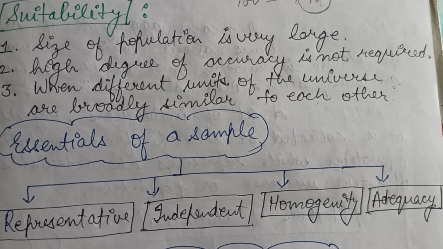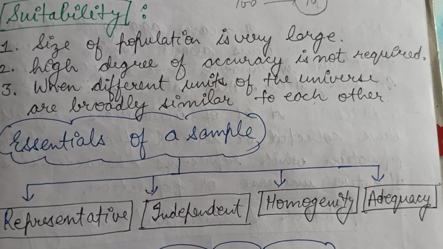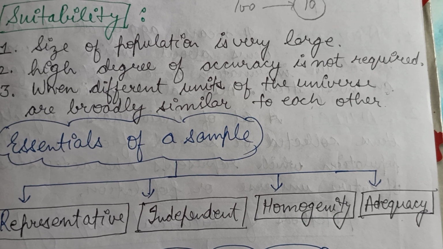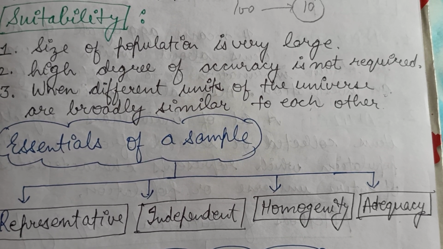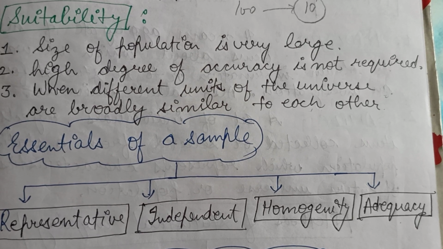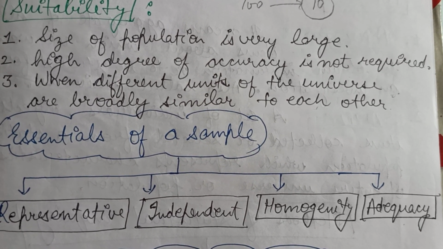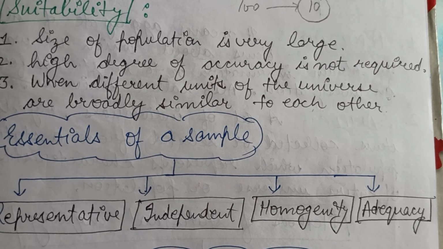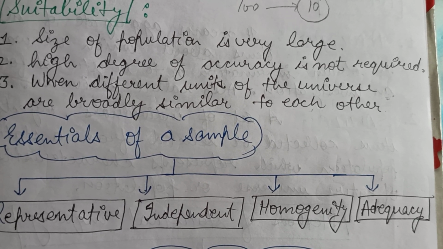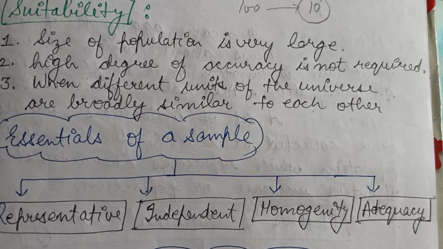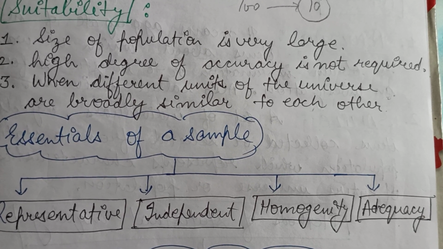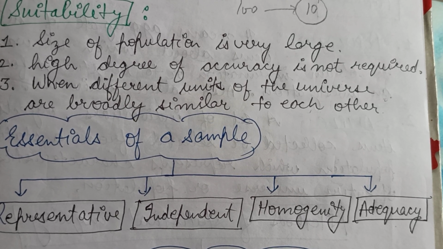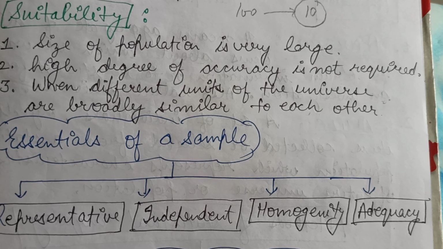Now these are some of the essentials of a sample, or the qualities of a good sample. To make out the right conclusions or the best conclusions from the sample, we need to fulfill these qualities of the samples which have been drawn from the population. The first quality of a good sample is that it is representative. It means that a sample must represent all the characteristics of the universe. If the sample is not representative, we cannot draw correct conclusions from it. Therefore, a sample must be representative of all the characteristics of the universe.